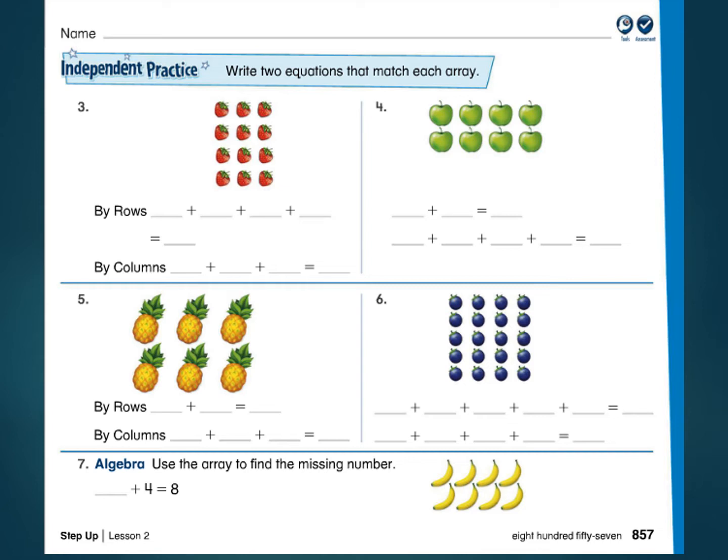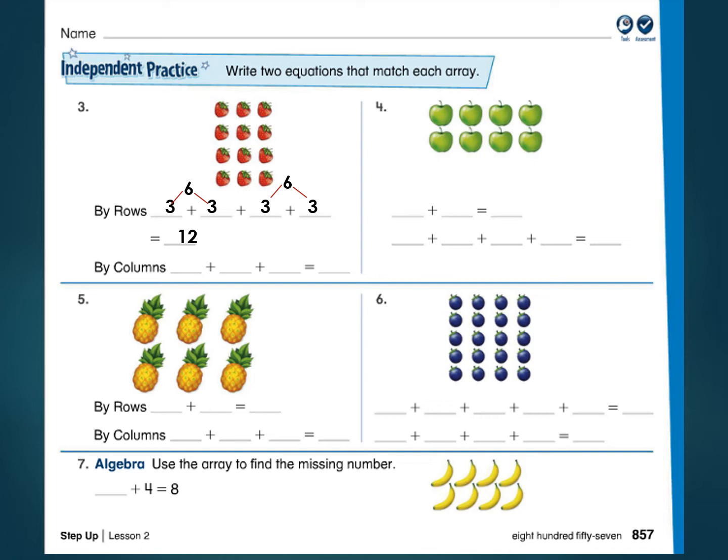How many rows are there? 4 rows. Each row has 3 strawberries. So we add 3 4 times. 3 plus 3 plus 3 plus 3. The first 3 plus 3 is 6. And the second 3 plus 3 is 6. 6 plus 6, 12.